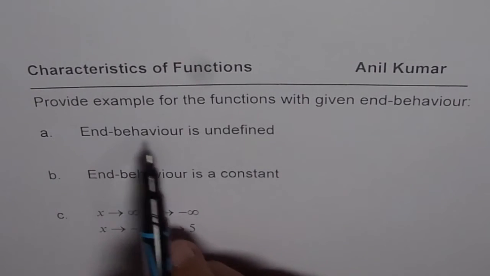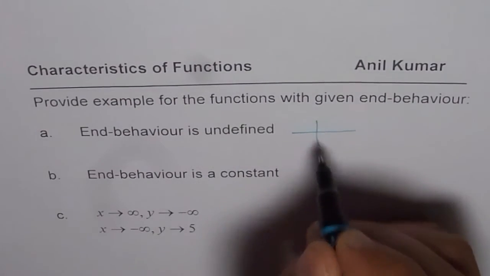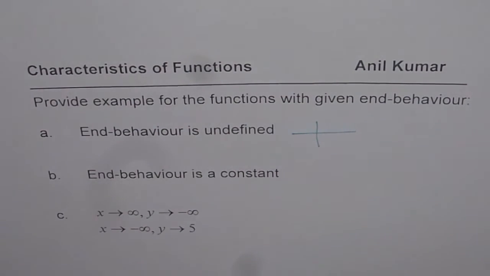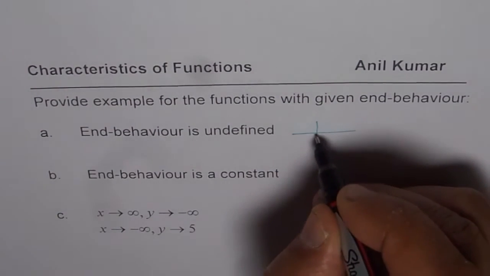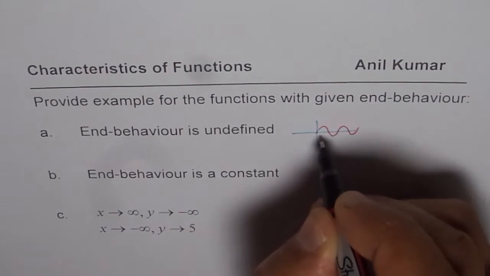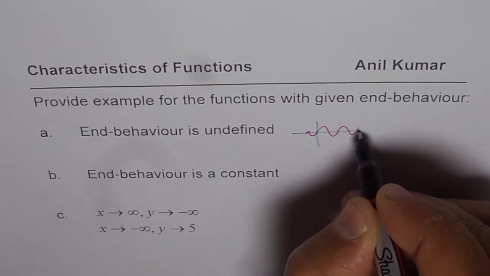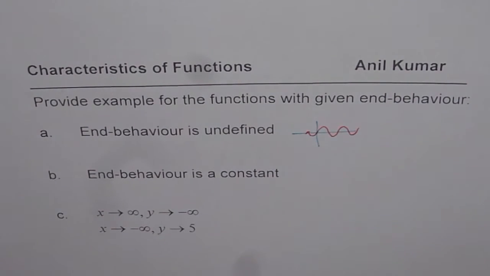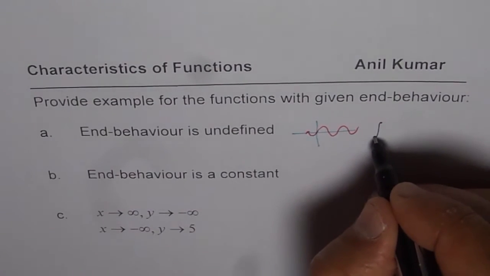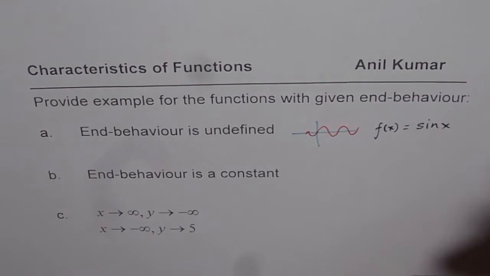The first one, when we say end behavior is undefined, think about a function where it is kind of oscillating, right? So sine function is a good function to take. So when you have a function like this, you don't know where it will end. So in this function, it is undefined. So we can write down the function as f of x equals sine x or cos x.